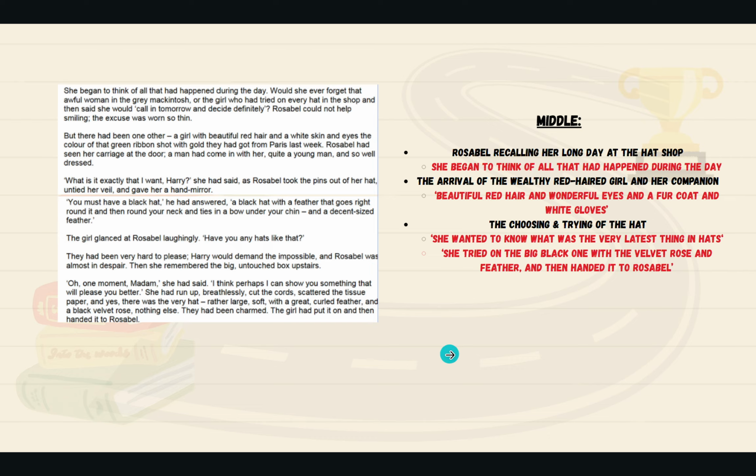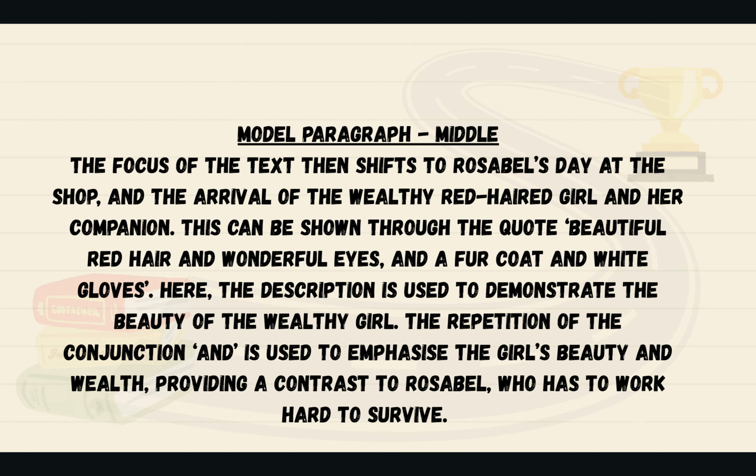So I've said the focus of the text then shifts to Rosabelle's day at the shop and the arrival of the wealthy red-haired girl and her companion. This can be shown through the quote, "Beautiful red hair and wonderful eyes, and a fur coat and white gloves." Here, the description is used to demonstrate the beauty of the wealthy girl. The repetition of the conjunction "and" is used to emphasize the girl's beauty and her wealth, providing a contrast to Rosabelle, who has to work hard to survive. Have a look here and annotate the points, evidence, explain, and link here.